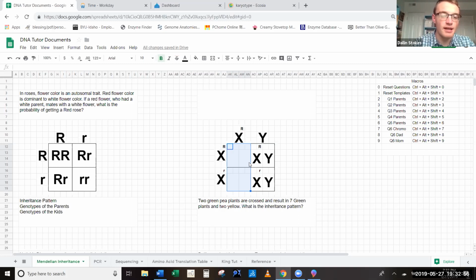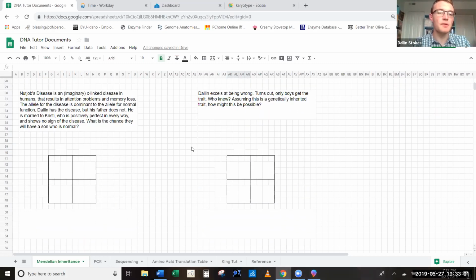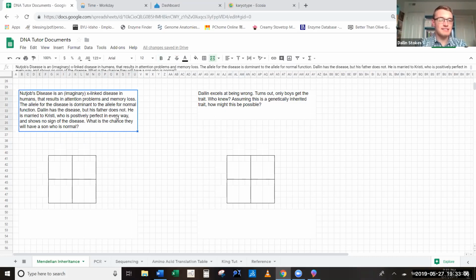Okay. Let's work through a different kind of problem down here. Nutjob's disease is an imaginary X-linked disease in humans that results in attention problems and memory loss. There you go. The allele for this disease is dominant to the allele for normal function. Dallin has the disease, but his father does not. He is married to Christy, who is positively perfect in every way, it is true, and shows no sign of the disease. What is the chance they will have a son who is normal?